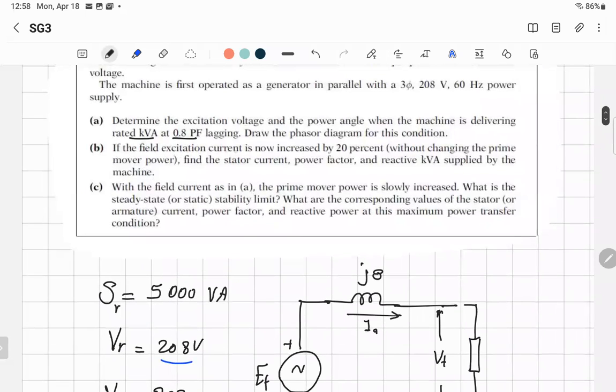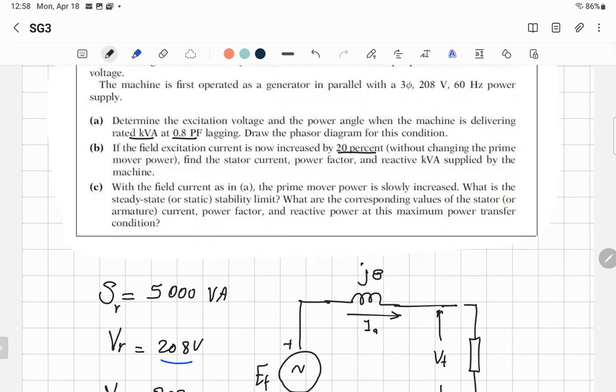If the field excitation current is now increased by 20%, excitation current, we didn't talk about any field current here, right? Now it just increased by 20% without changing the prime mover power. What does it mean? I want to understand every single word in this problem. What does it mean that you don't change the power of the prime mover? The prime mover that's rotating, giving the energy to the machine, to the generator. So if you don't change the power of that turbine or the prime mover, it means you are still taking the same power.